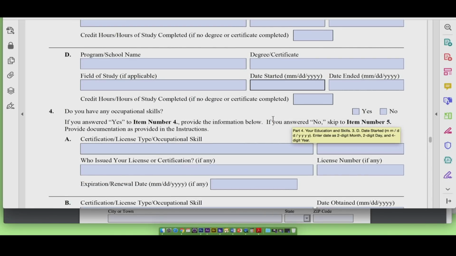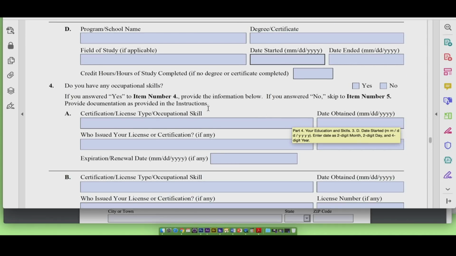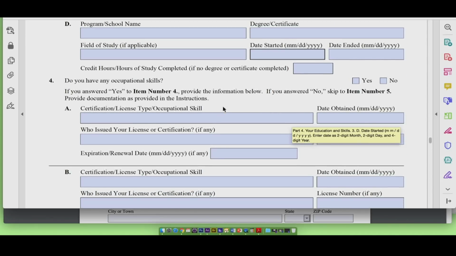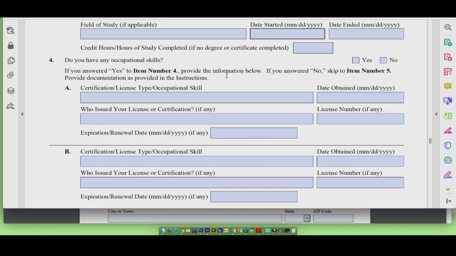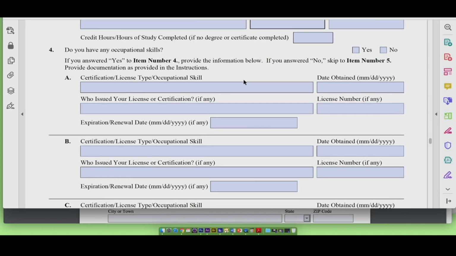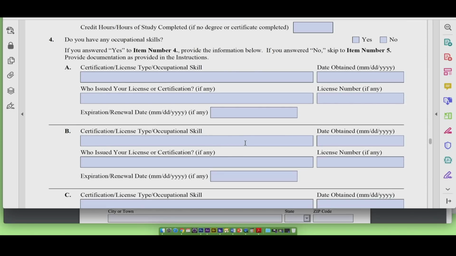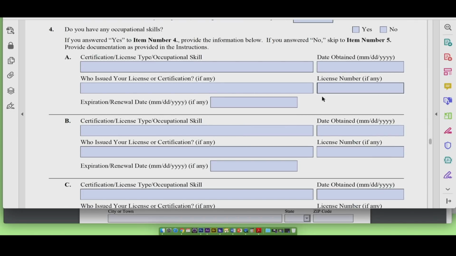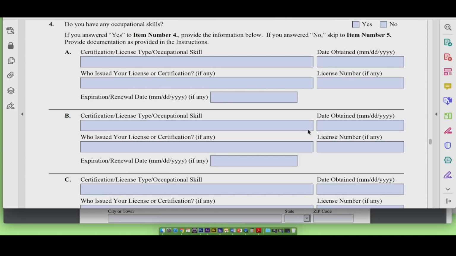They do ask if you have any occupational skills, and if you do, they want you to list those occupational skills. If you have a certification or a license in that skill, for example, if you're an electrician and you're licensed to be an electrician, or you're a nurse and you have a certified license to be a nurse, then you would list that information here, including the license number, the expiration dates, etc.